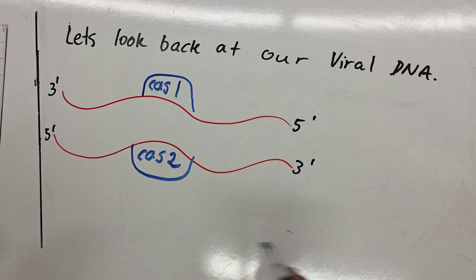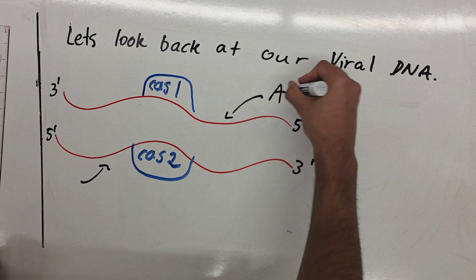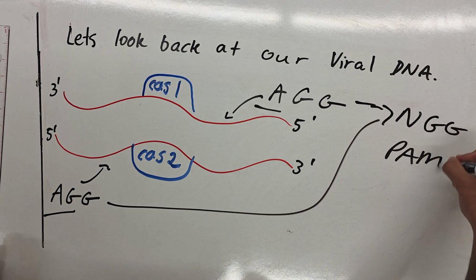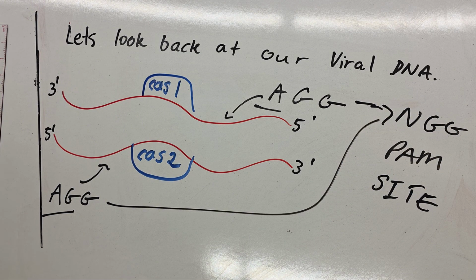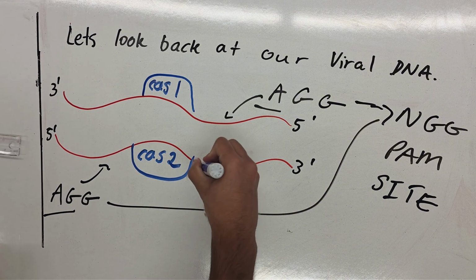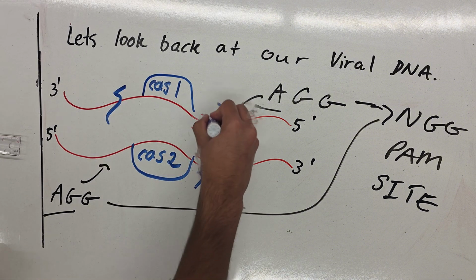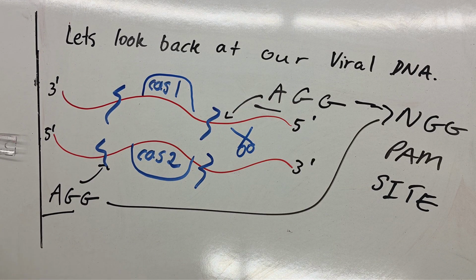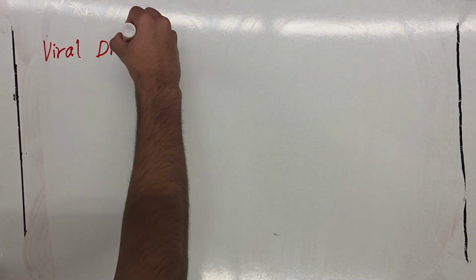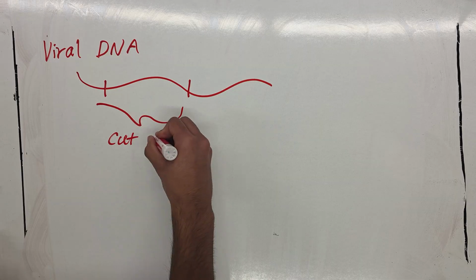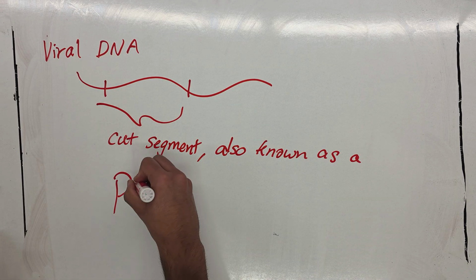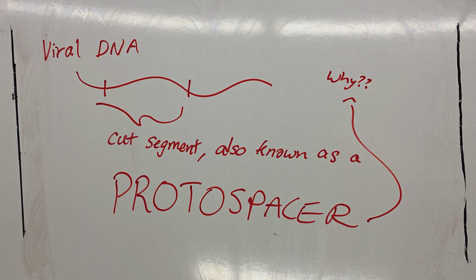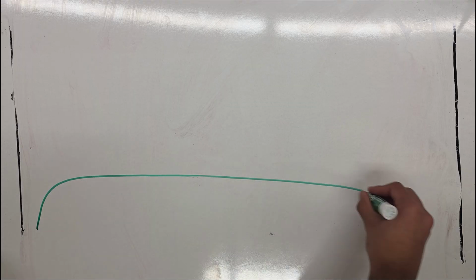Okay, let's look back at our viral DNA. Here we have the strand, plus the Cas1 and the Cas2 from earlier. But, as you can see here, we've introduced a new variable, being the PAM site. In this case, they found the nucleotides A, G, and G, which, if you remember from earlier, is a PAM site. So, they proceed to cut that strand of DNA until the PAM site. So now that we have a cut piece of DNA from the viral DNA, what do we call it? Well, it's called a protospacer. Why? You'll see in a second.